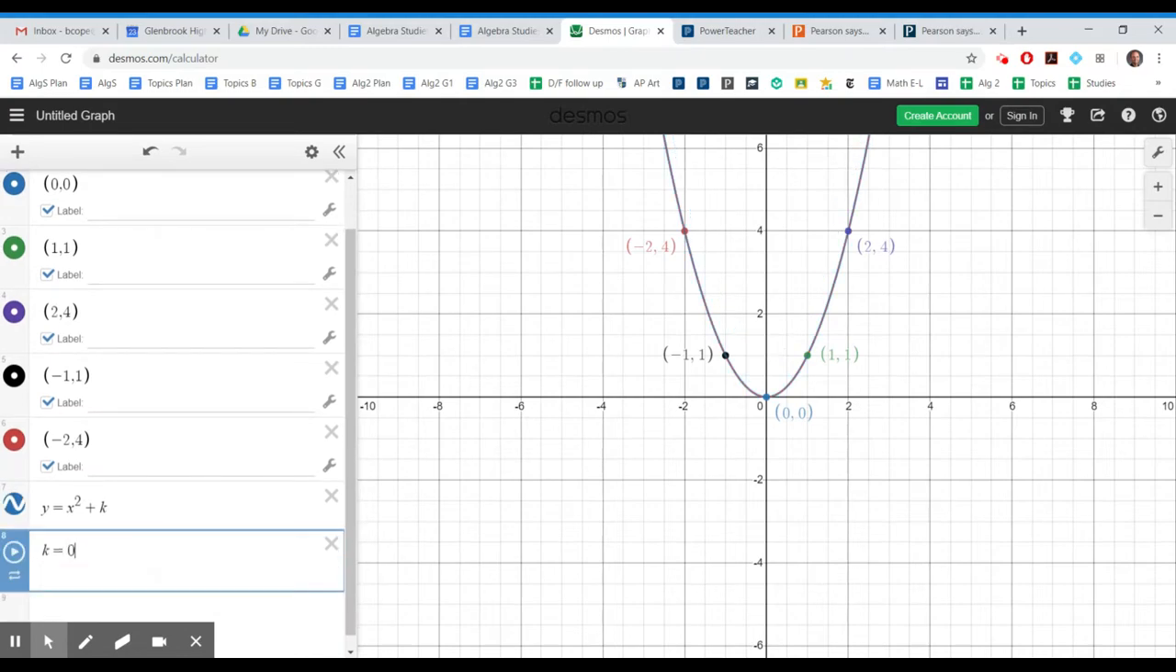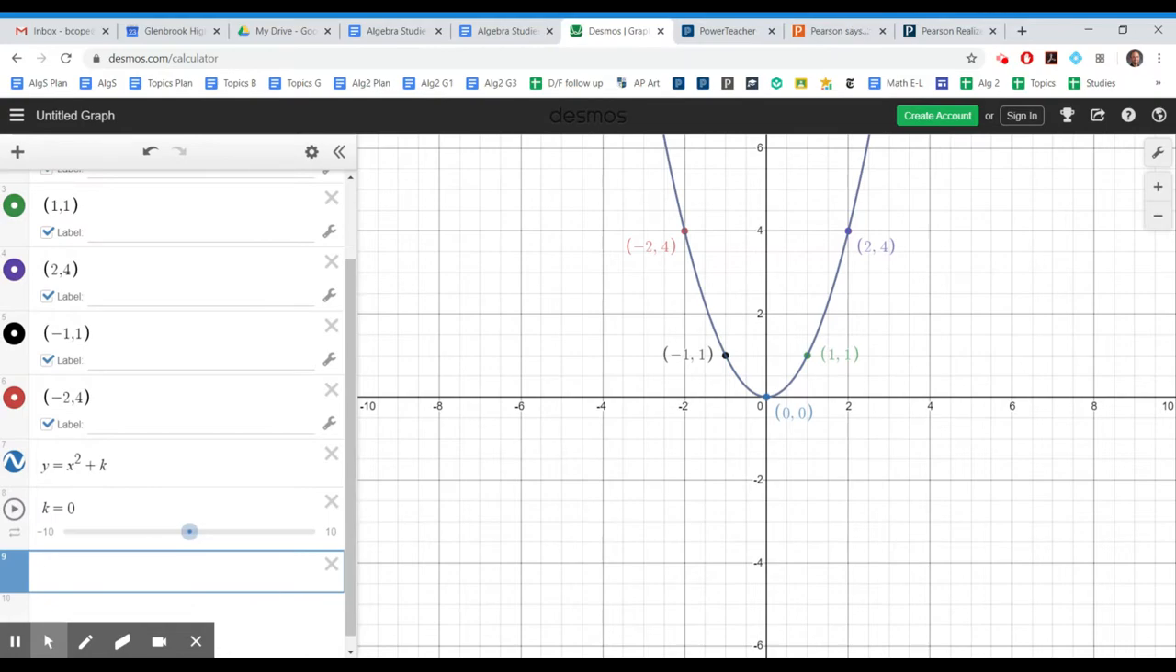I'd like to set the slider to 0, and you see that those two parabolas lie right on top of each other. However, as we move that slider, so as I make k larger, notice what happens to the parabola. The parabola is moving up, right? The vertex of the parabola is moving up. In fact, every single one of those points on the parabola is moving up. So I'm going to set it down to 3, and we'll take a look at this.